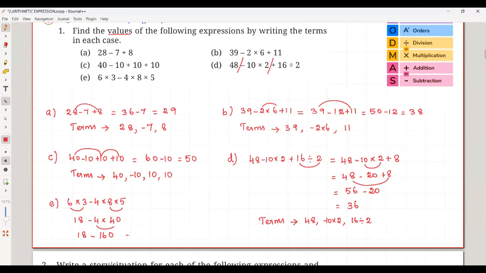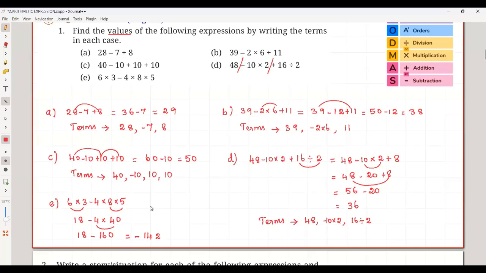So E1, 18 minus 160, you have to check. Here we will be using integer rules, right? Subtract the numbers and keep the greater sign. The greater sign is minus here. 160 minus 18, you'll be getting 142. Minus 142 is the answer.